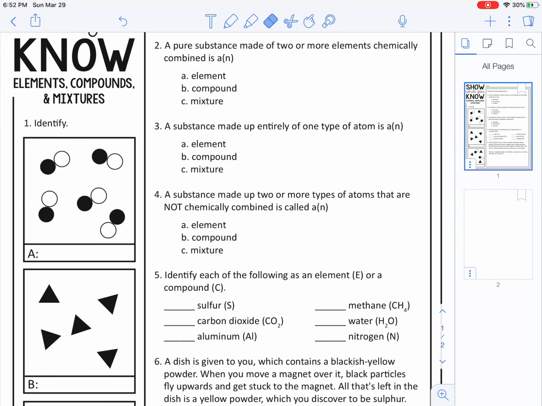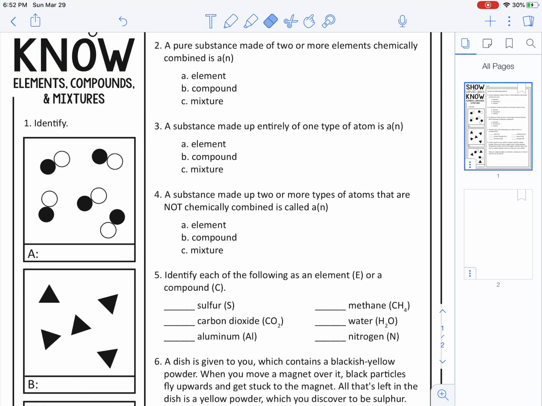Okay, kiddos, let's work on this worksheet, "Show What You Know: Elements, Compounds, and Mixtures." The other day you were working on sorting cards with descriptions, but today we're going to look at some questions and then we're also going to look at some pictures.